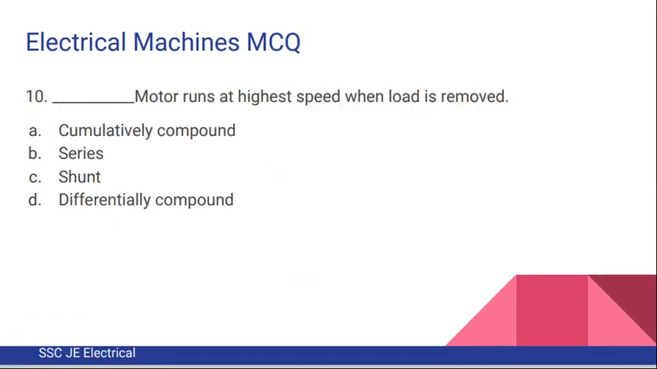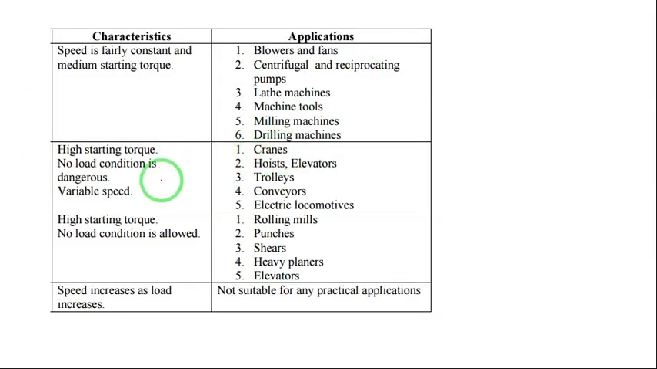Which motor runs at the highest speed when the load is removed? The answer is the series motor. A series motor runs at the highest speed when load is removed. The other applications of the DC series motor you can see here. This is regarding the DC series motor.